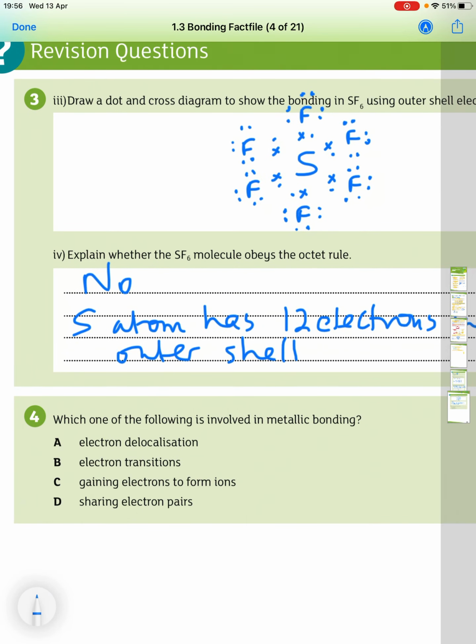And finally, which one of the following is involved in metallic bonding? Is it electron delocalization, electron transitions, gaining electrons to form ions, or sharing electron pairs? Well, we know definitely not sharing electron pairs. Gaining electrons to form ions, well, metals give away electrons to form ions. Electron transitions, they're nonsense in this. So it has to be A, electron delocalization.